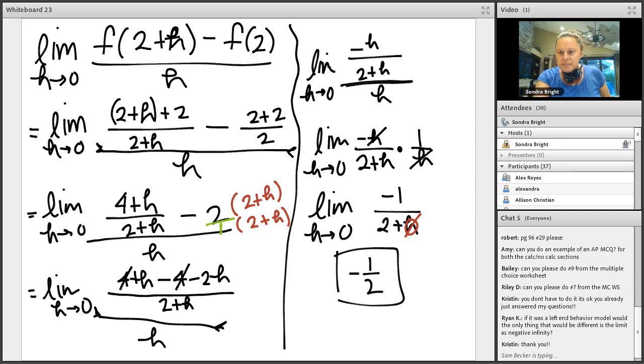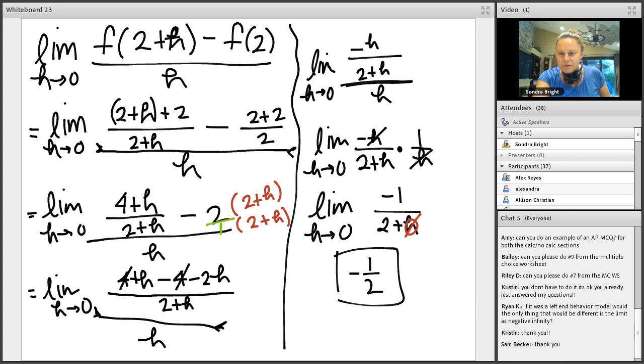Someone asked about number 11 on the chapter 2 review: can you please explain end behavior models when it's either positive or negative infinity? Worksheet chapter 2 review. Oh, okay. Yep, got it.